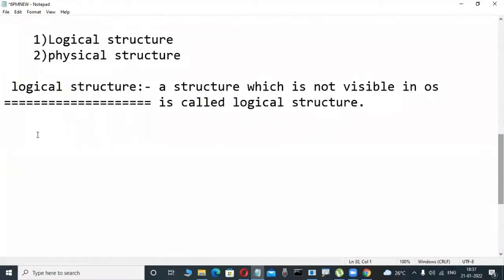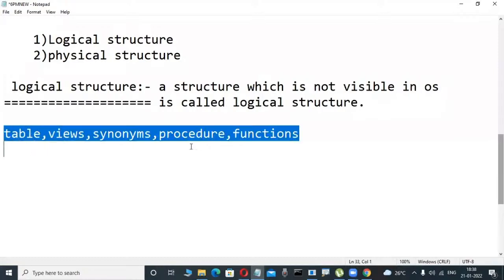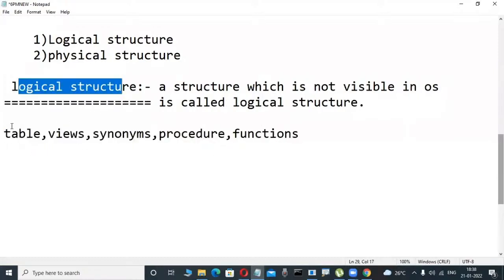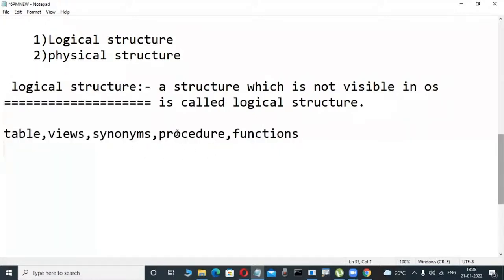But in this logical structure only, developers are working. Suppose I'm a PL/SQL developer, you're a SQL developer, Java developers, .NET developers, Python developers, ETL developers. These all persons are working in a logical structure. That logical structure contains tables in Oracle, SQL Server, and MySQL also. Views are there, synonyms are there, indexes are there. These are all database objects. Procedures, functions, triggers, packages are there. So many things. These are all logical structure, and they are not visible in the operating system. Whatever objects we are learning in our courses are not in the operating system.